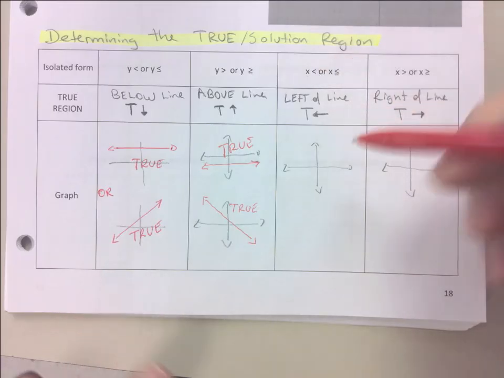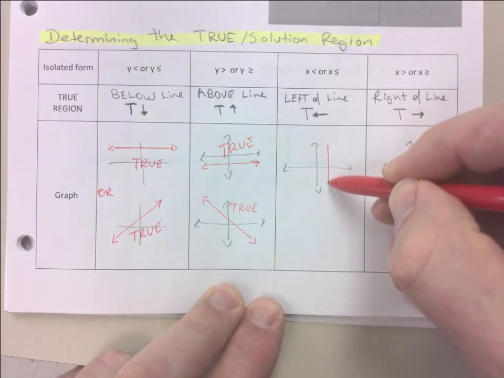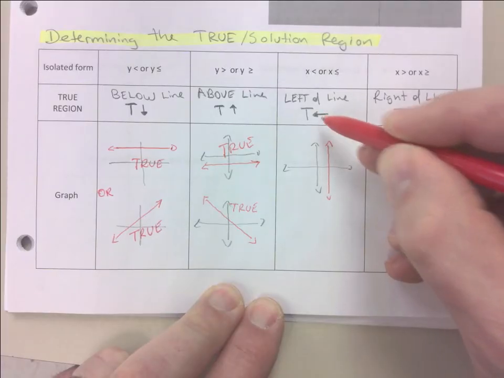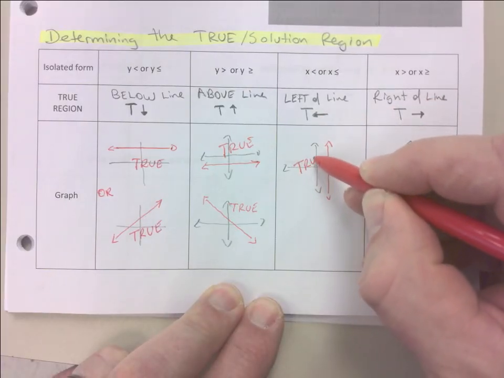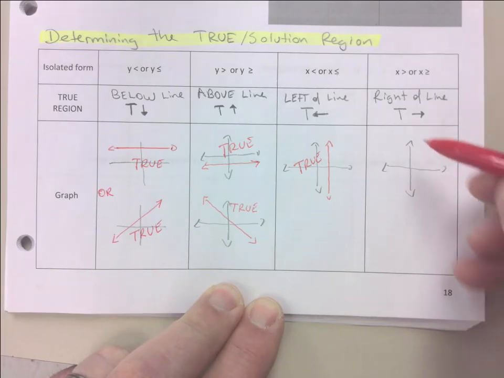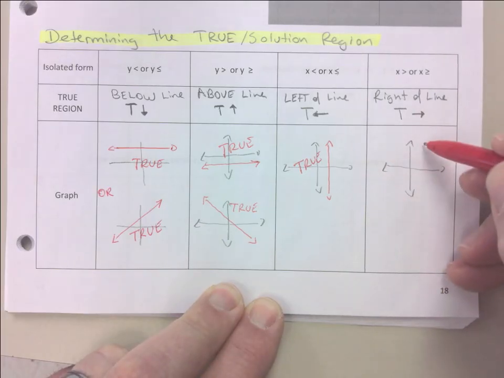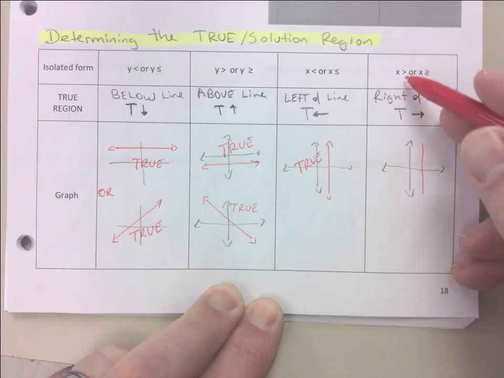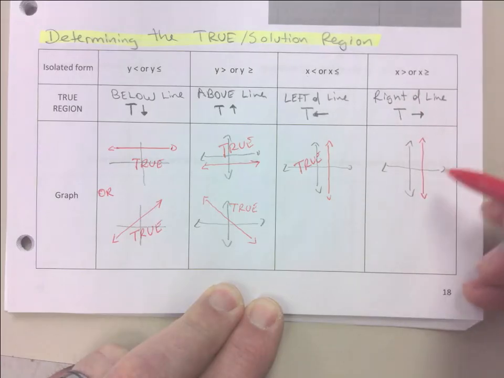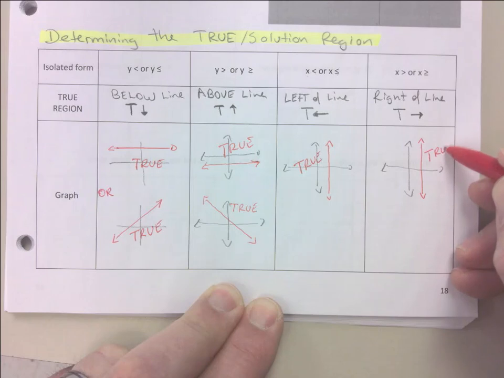If you have x is less than, you will graph your line, and the true region will be to the left. If it's x is greater than, when you rewrite it, the true region is to the right.